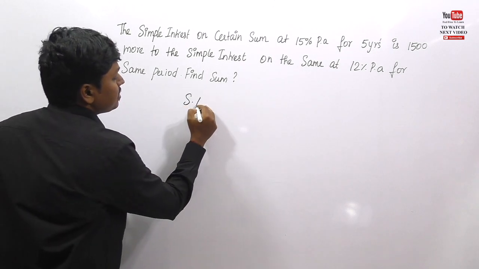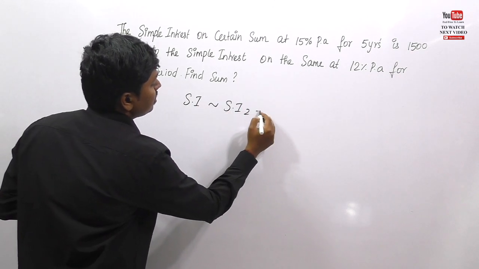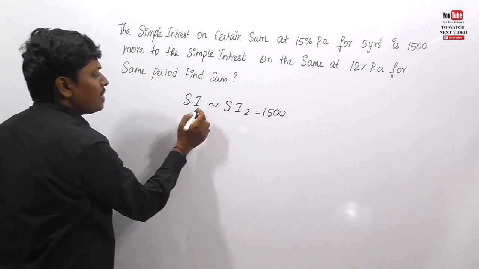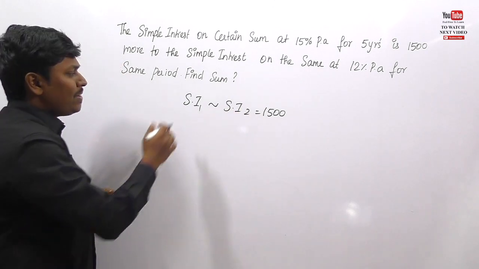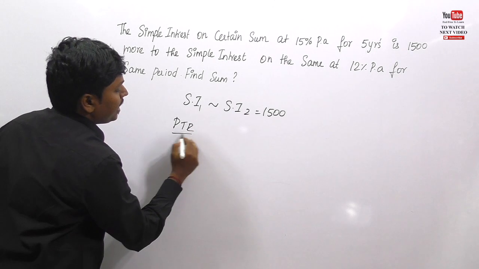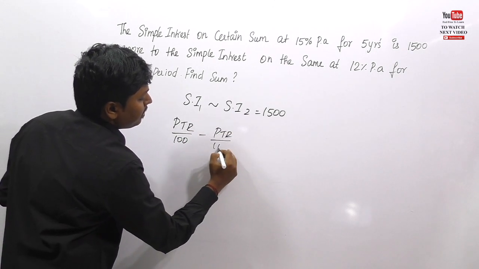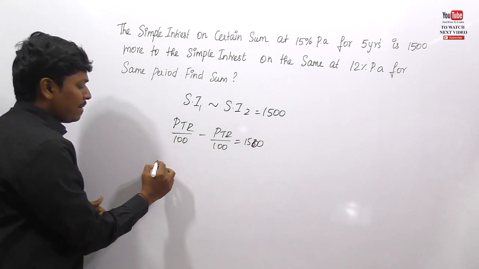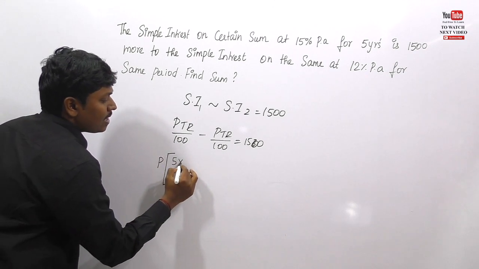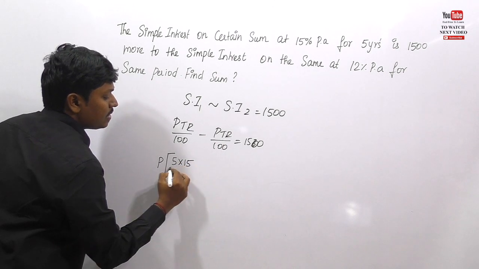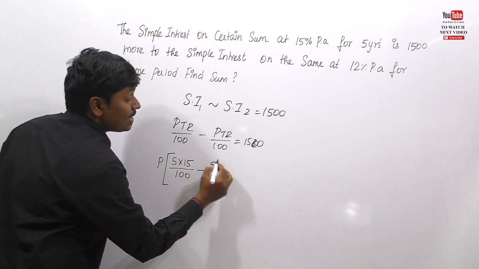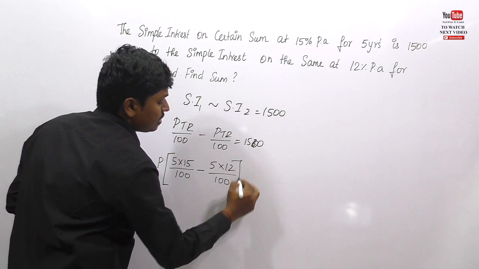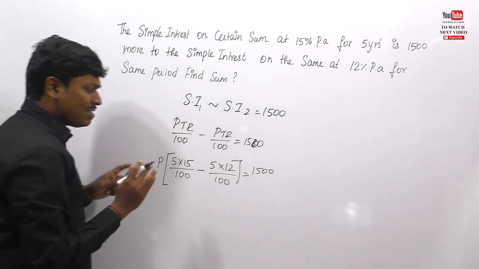So I can say that simple interest 1 minus simple interest 2 is 1500. Understand the concept, friends? Here the simple interest 1 is 1500 more. So I can say that simple interest 1 minus simple interest 2, the difference is 1500. We know that the simple interest formula is PTR by 100. So PTR divided by 100 minus PTR divided by 100 is equal to 1500, right? So friends, we know that the principal is common, right? And the time period is 5 years. And what about the rate of interest in the first case? That is 15 divided by 100. In the second case, friends, they have given the same period, that is 5 years. What about the rate of interest? Rate of interest is 12 divided by 100, equal to 1500. Friends, this is the normal procedure, right?